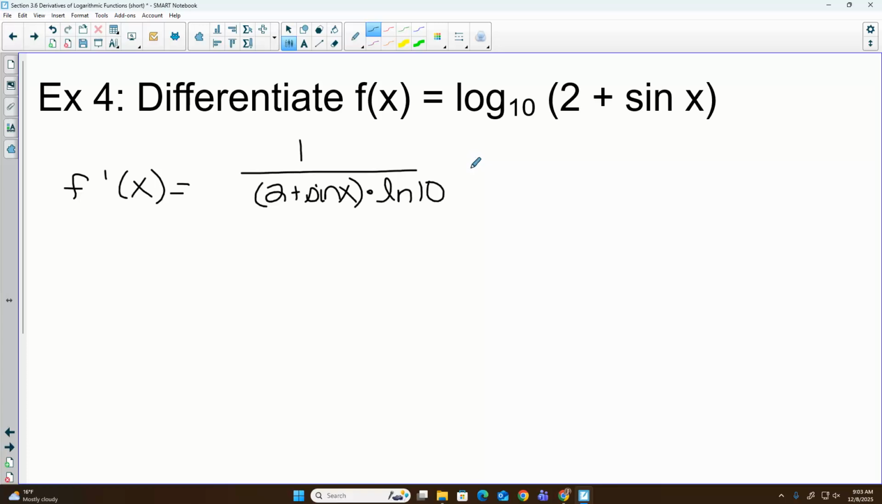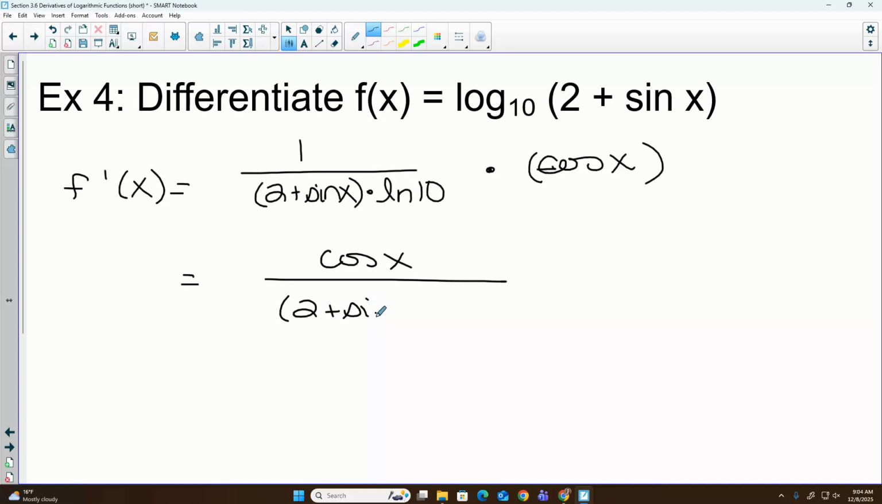What else do I need to do? Derivative of the inside. What's the derivative of 2 plus sine x? Cosine. So what is there? Cosine x over (2 plus sine x) natural log of 10. Right.